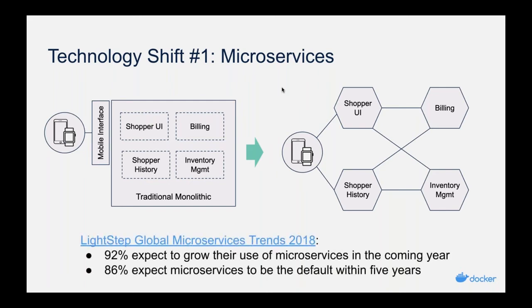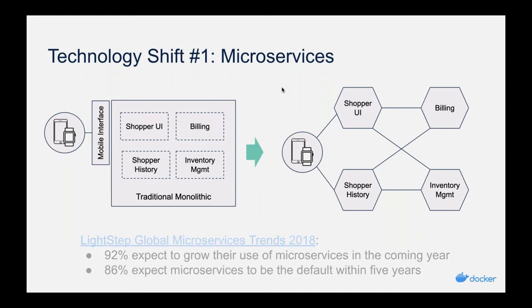Now, the importance and popularity of microservices today is undeniable. A recent survey by Lightstep, one of the newer microservices monitoring companies out there, showed that 92% of organizations expect to grow the use of microservices in the coming year, and 86% expect microservices to be the default architecture within 5 years. Now, if you want to sum up why this is such an important trend, there are a few key reasons modern apps are being built with microservices and what they deliver to the business.